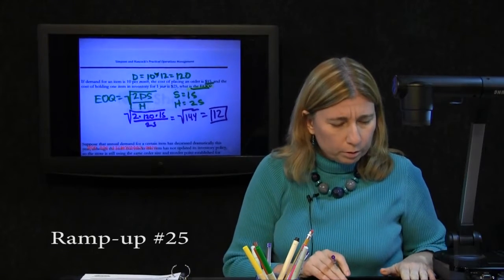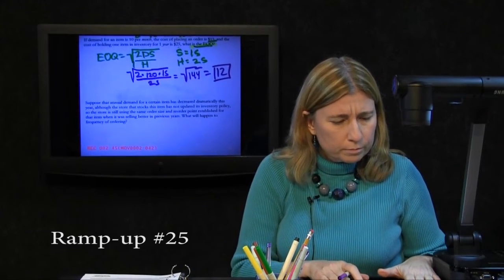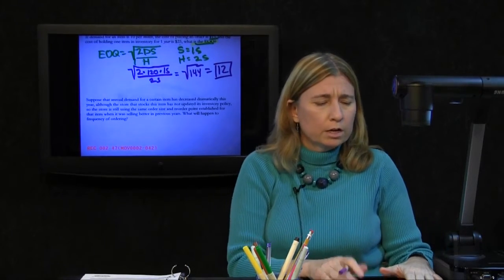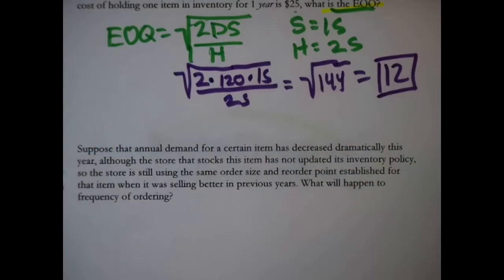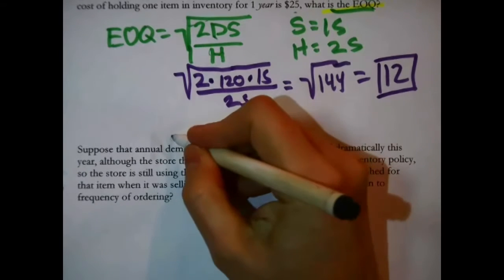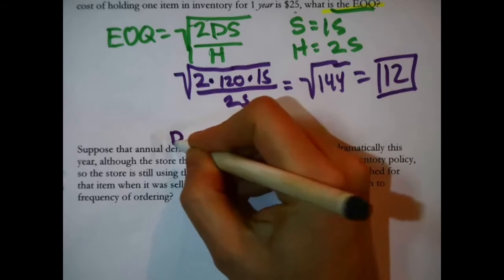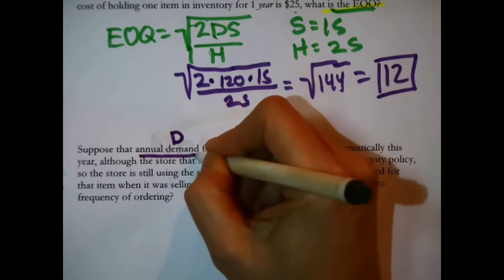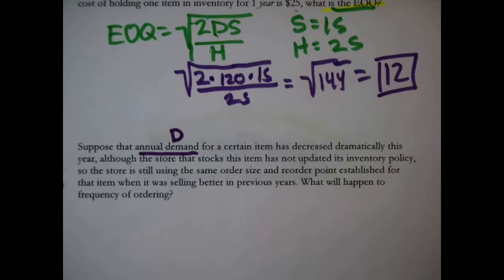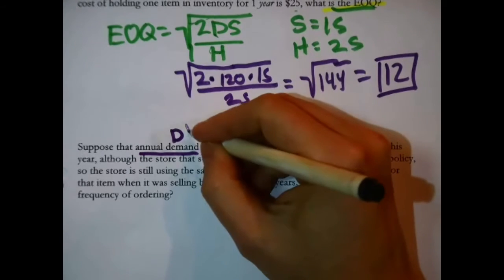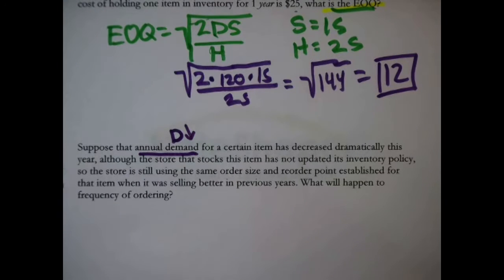This next problem concerns inventory dynamics. Suppose annual demand for a certain item, now again, symbolics, I'm going to take some notes, we were just saying the D was annual demand, for a certain item has decreased dramatically. Okay, so D has gone down this year, although the store that stocks this item has not updated its inventory policy, so that the store will still be using the same order size. Okay, that right there, that's Q, and the same reorder point established for that item when it was selling better in previous years. Okay, so when D was larger.